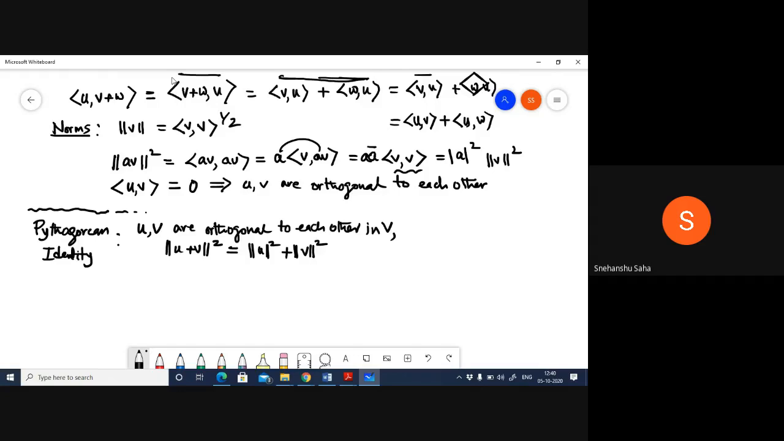Okay, and you have already seen this in a two-dimensional space. It's easy to visualize, right? Okay. So now, how do we show that this is true? It's sort of trivial. We just use the same properties of the inner products that we discussed.